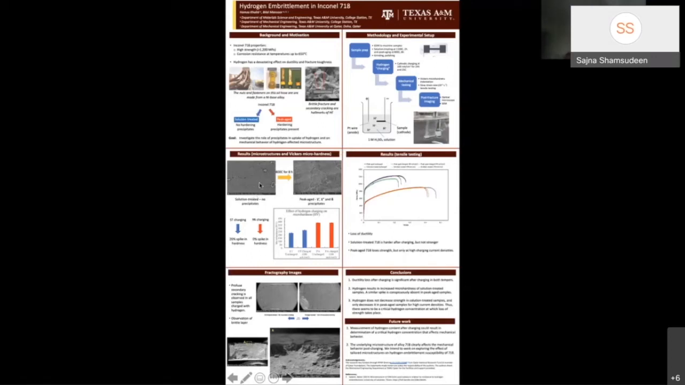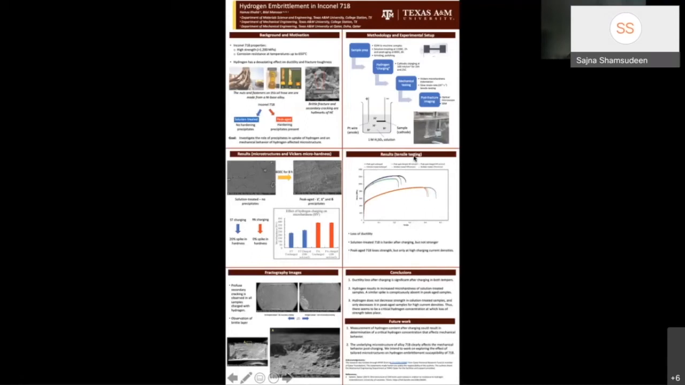Firstly, we show the microstructure here of the solution treated temper. No precipitates can be seen here. However, after aging, nanoprecipitates can be seen within the grains, and then we see some delta phase particles at the grain boundaries. These precipitates are responsible for increasing the hardness of this alloy from roughly 230 Vickers to almost 380 Vickers hardness. Interestingly, after charging in the solution treated temper, we observed a 20% increase in hardness. The same increase in hardness was conspicuously absent in the peak aged temper, where there was no increase in hardness after charging.